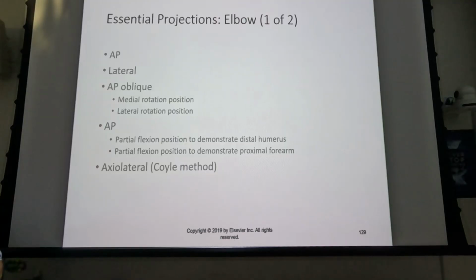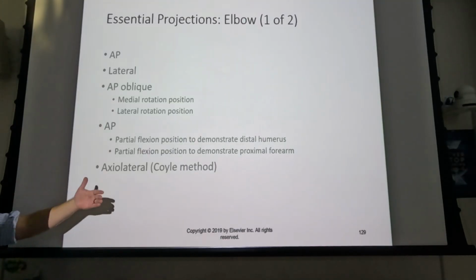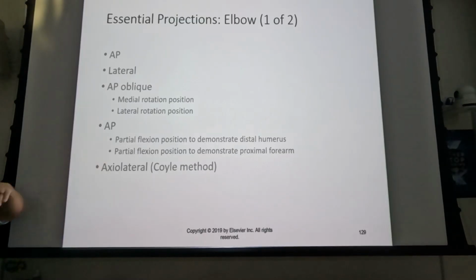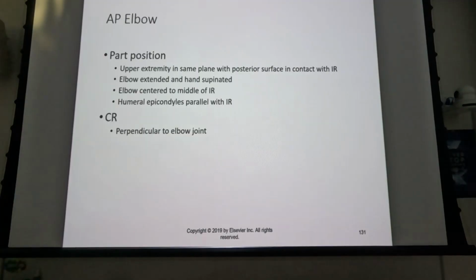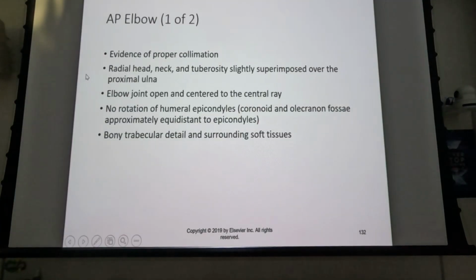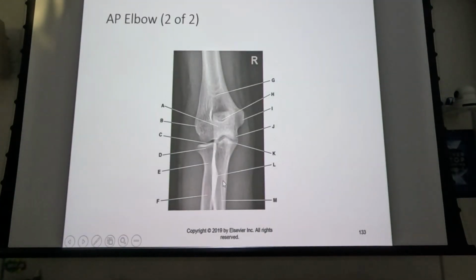Maybe they truly have some elbow trauma and they can't extend their elbow. We're going to have to compensate for that. And that's what these are, partial flexion for the distal humerus and partial flexion for the proximal radius. So AP and lateral, again, we already talked about that, and that's what it should look like. And notice that's what I was talking about. So what is that?